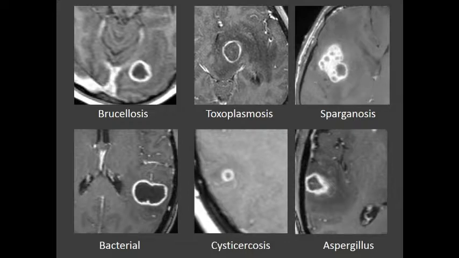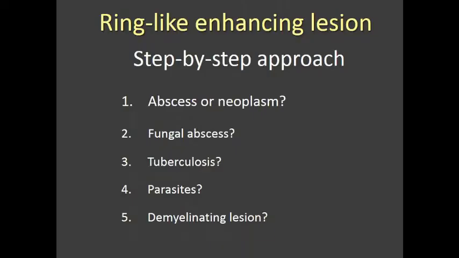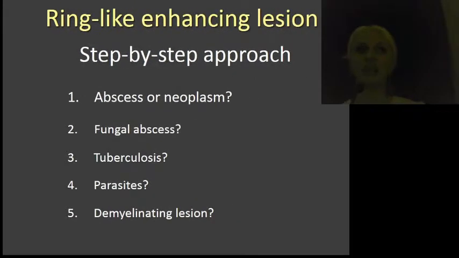So one thing is clear: if you look at this patient, you cannot rely on enhancement to make the final diagnosis in ring-enhancing lesions or brain abscesses. So what should we do? To be very good in diagnosis, you need a thinking cascade. You need your brain to answer certain questions one by one. This is what I call the step-by-step approach in diagnosing ring-enhancing lesions.